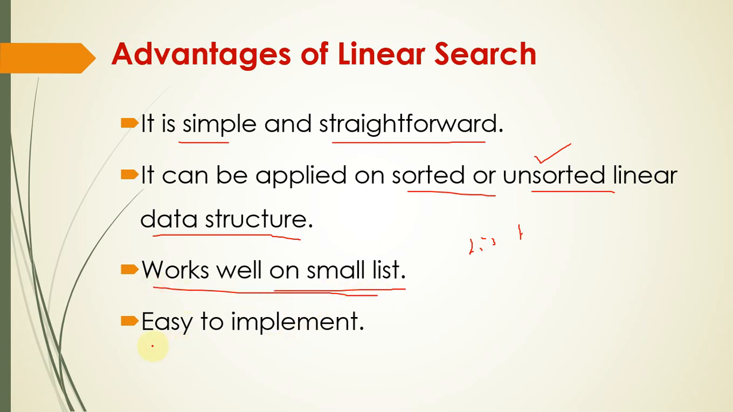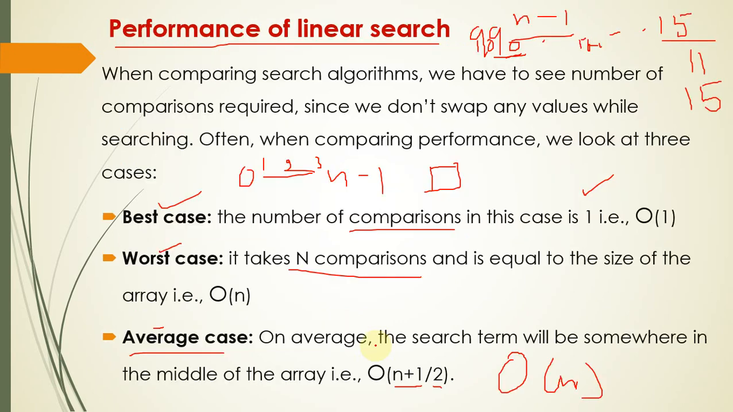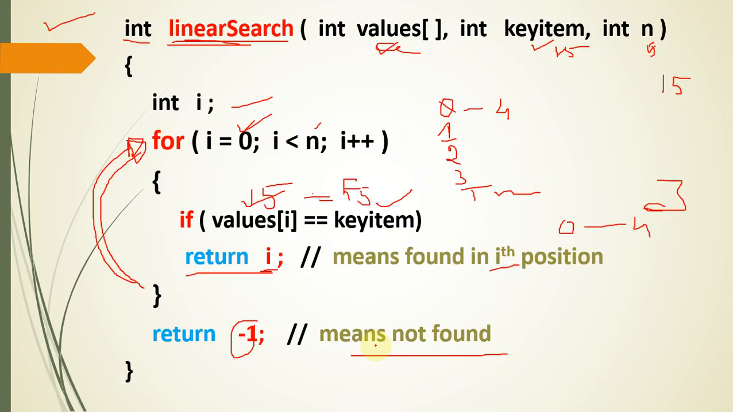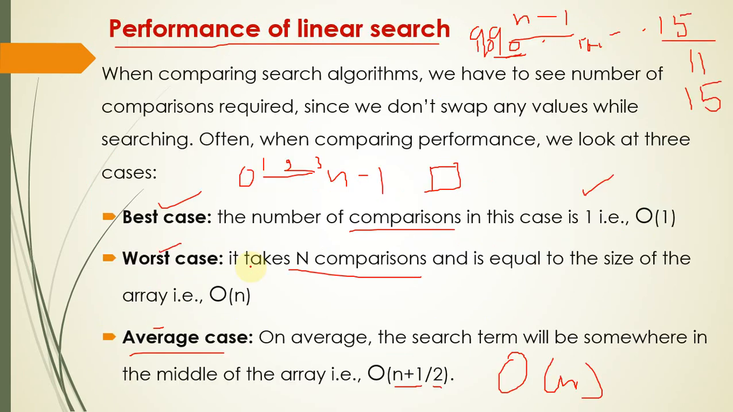It is easy to implement, as it compares the value from the beginning to the end. You can see how easily we have implemented it. We have taken only one for loop and one if statement. If it is matched, we report it. Otherwise, if the loop terminates after all iterations, then we say the search item is not found. Very easy method, very easy implementation.